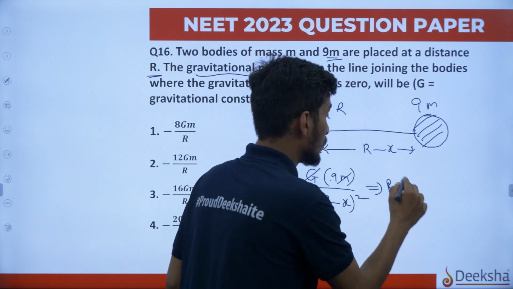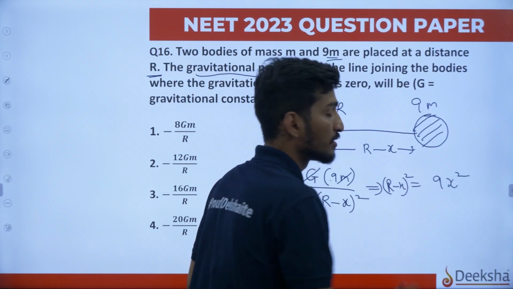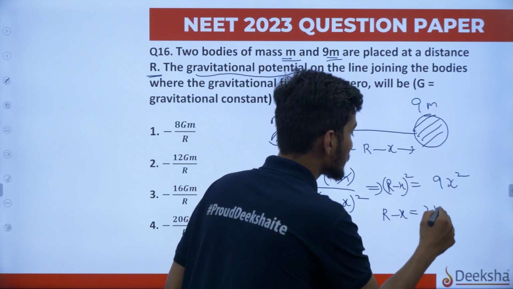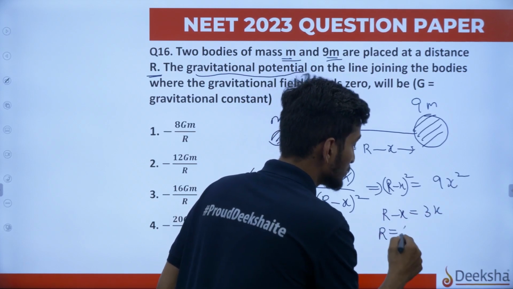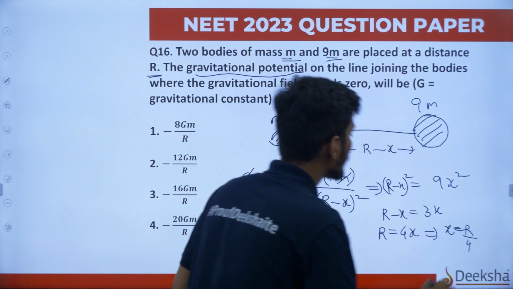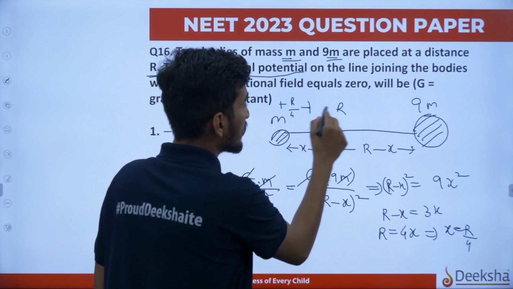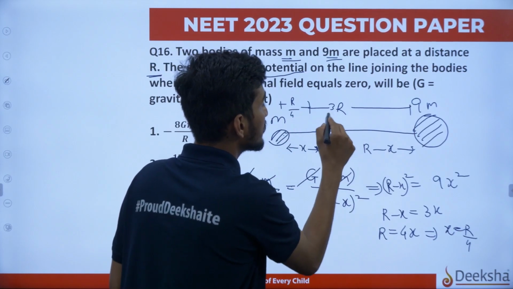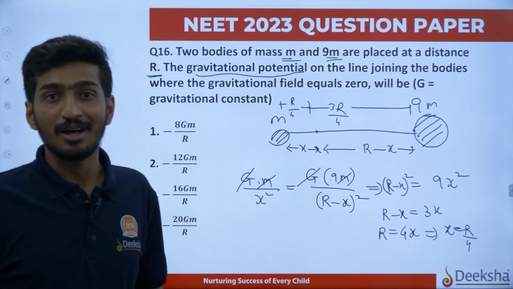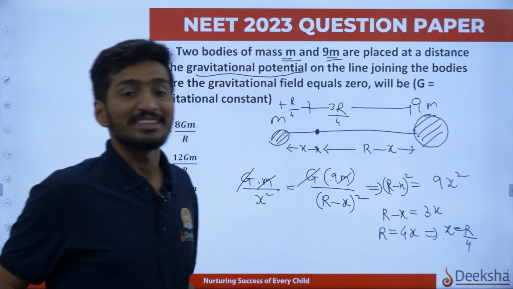(r minus x) whole square should be equal to 9x square. In other words, r minus x should be equal to 3x. r is equal to 4x, or in other words, x is r by 4. So this distance is r by 4, and this then is 3r by 4. If the total is r, this is r by 4, the other one should be 3r by 4. Simple enough.